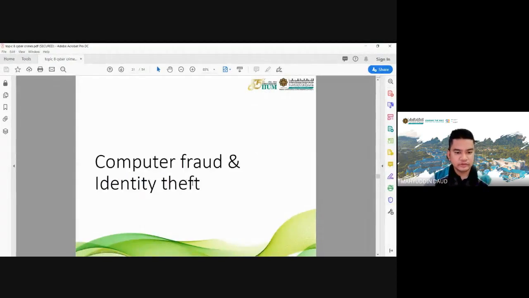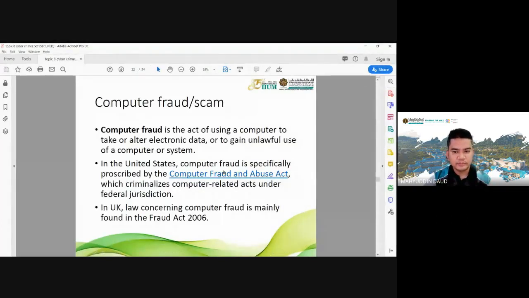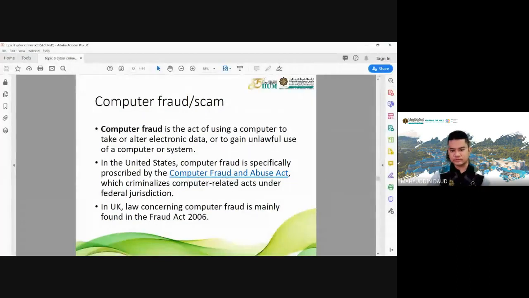Next, the second issue is on computer fraud and identity theft. I think you have seen this: doing fraud by using a computer, as well as the commission of identity theft. So computer fraud is basically the act of using a computer to take or alter electronic data, or to gain unlawful use of a computer or system. In the US, this is regulated under the Computer Fraud and Abuse Act. In the UK, the law concerning computer fraud is under the Fraud Act 2006.